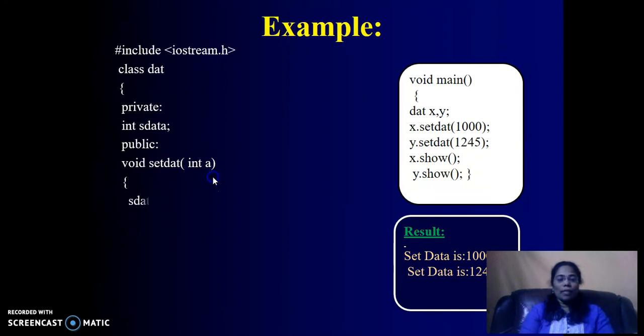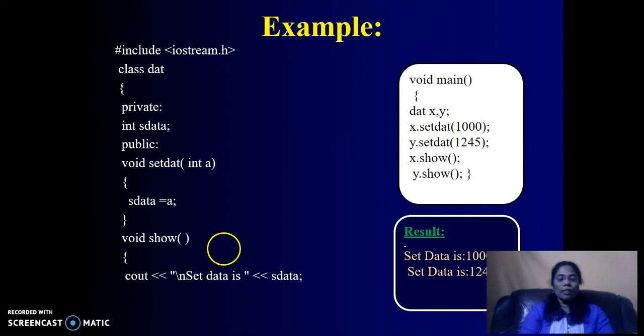Next I am going to define this here. I am assigning the argument to the declared variable, so sData is equal to A. The value will be assigned to the variable sData. So I am closing it. Then again the void show function, I am defining the function here. Then cout, I am displaying the cout statement and then closing it.